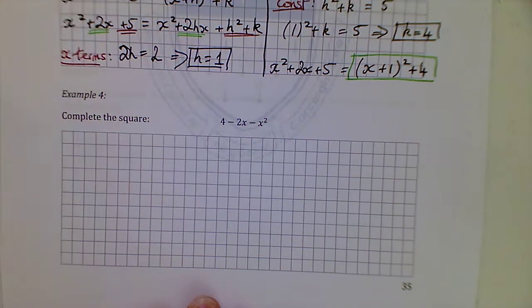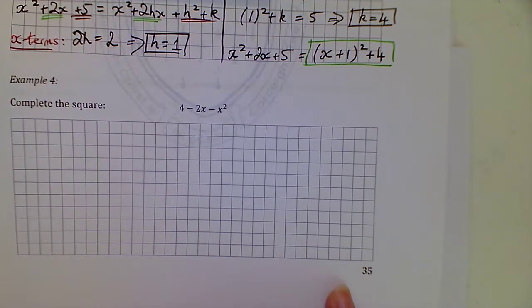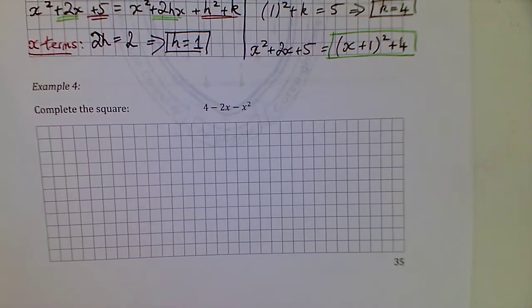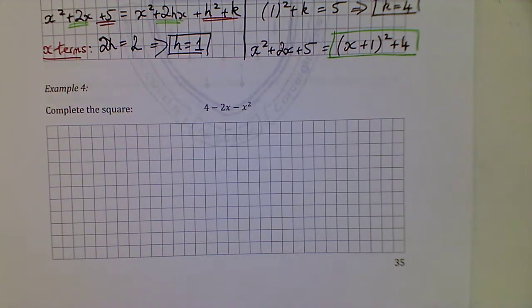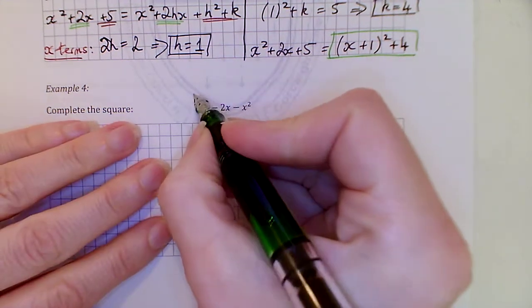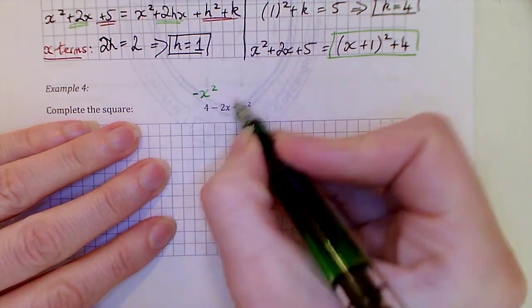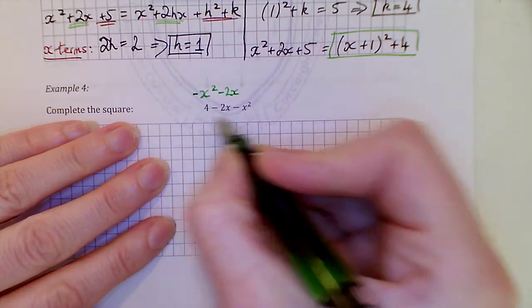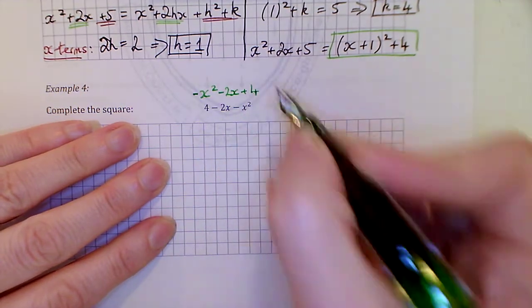Now, this morning we're going back to our notes booklet and looking at page 35 and this example here. We're being asked to complete the square, but this is not like what we've seen before. There's a minus sign in front of the x squared, which means that its coefficient is -1.